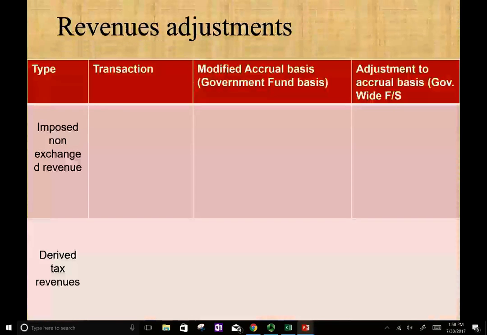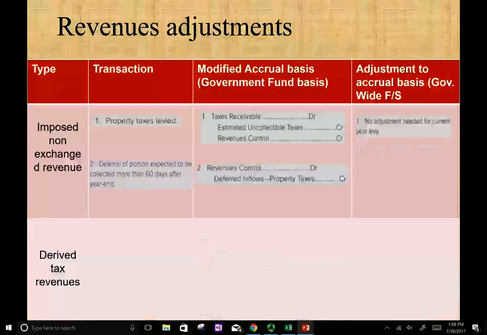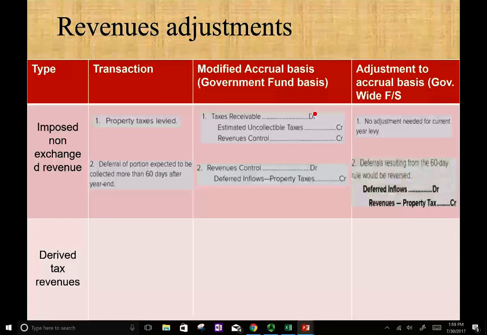Okay, let me go back and use the numbers here. What we are saying is this: taxes revenue is 10 million. Estimated uncollectible 200,000, and receivable 9.8 million. Now, of this 10 million, 51,000 will not be collected this year, and 51,000 will not be collected within 60 days.